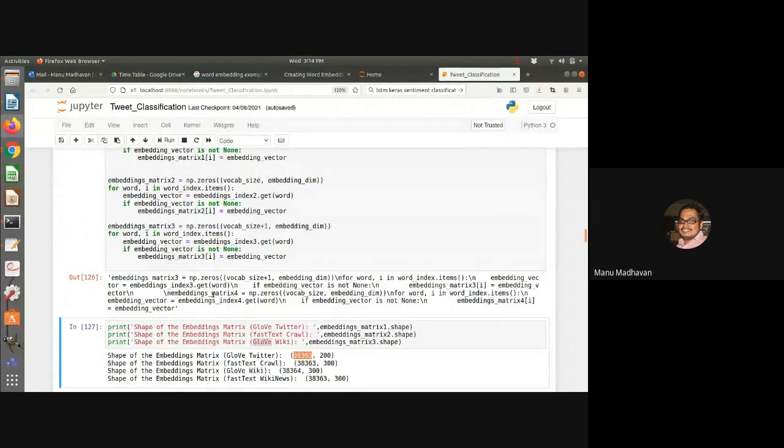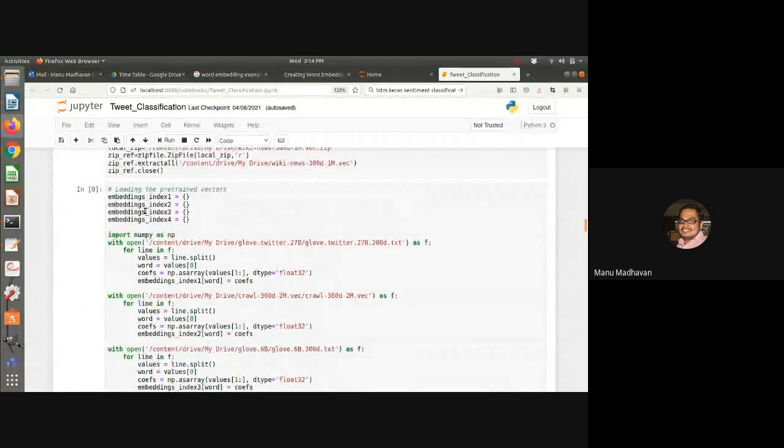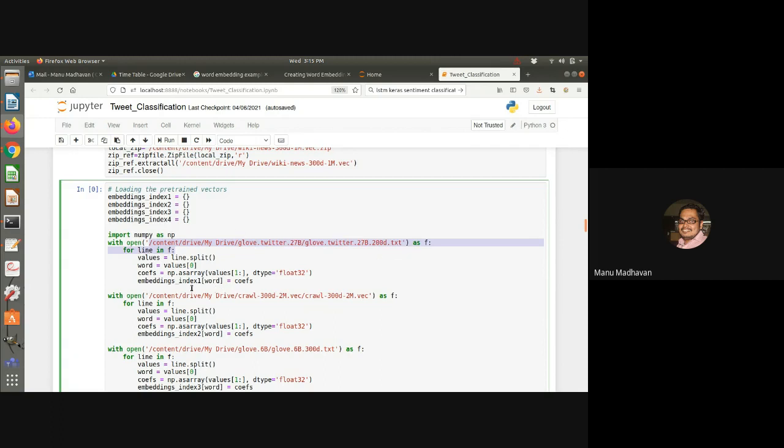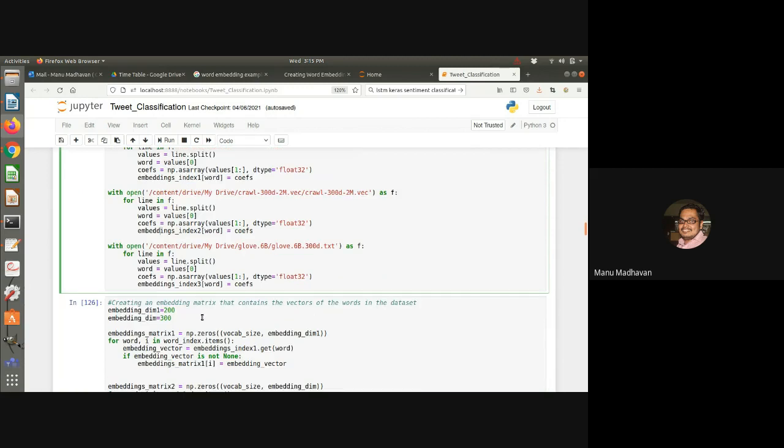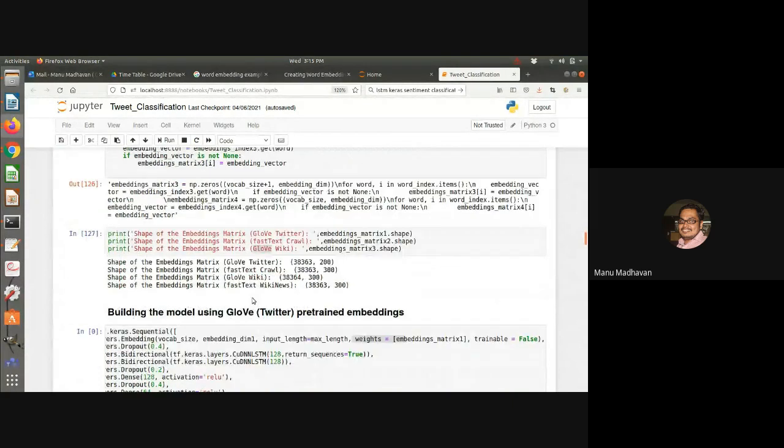We can prepare the embedding from this. We specify the embedding dimension, and one is from glove.twitter. We are preloading the embedding matrices into this program. We are just reusing them, not training the model. We are using the GloVe embedding or FastText embedding, whichever is already available. GloVe Twitter or GloVe Wikipedia is available, and in this way we can add them into our program. Embedding one, two and three correspond to three different embeddings: GloVe Twitter, FastText and GloVe Wiki. So we already have three embedding matrices.